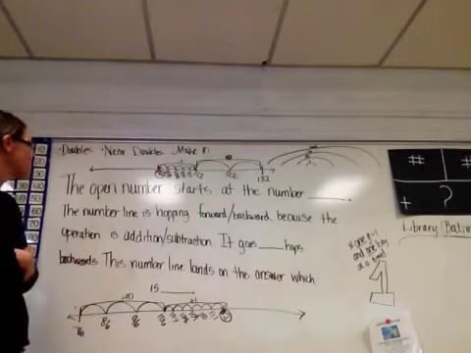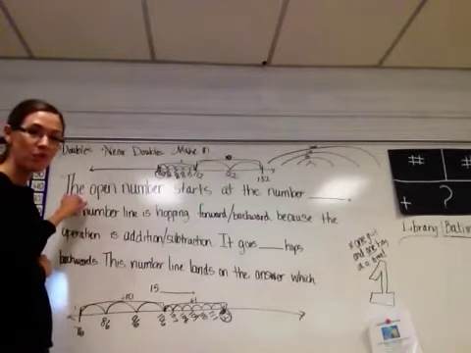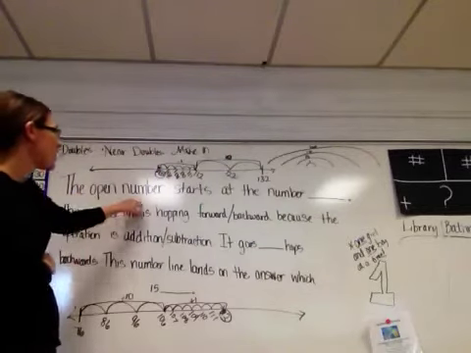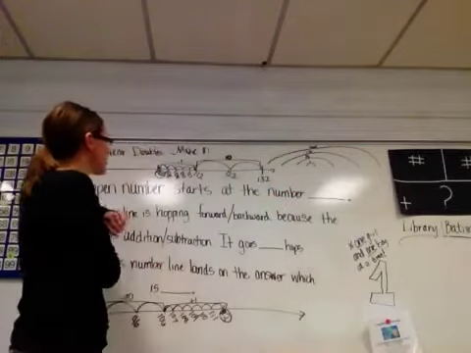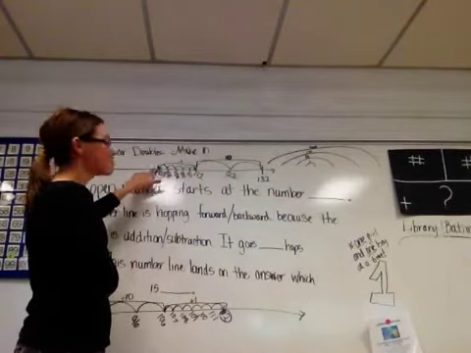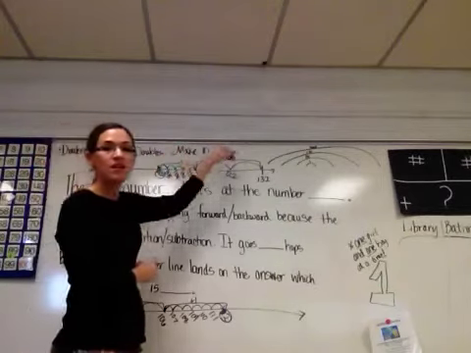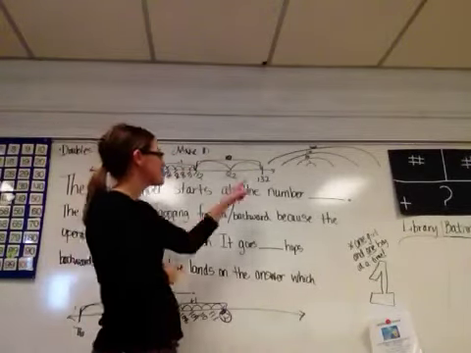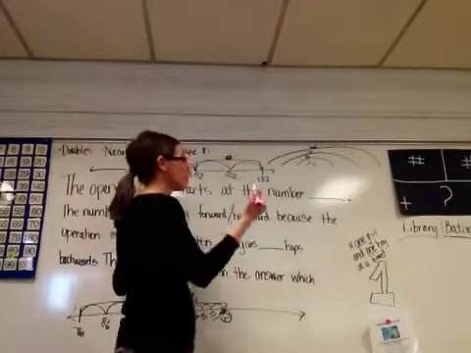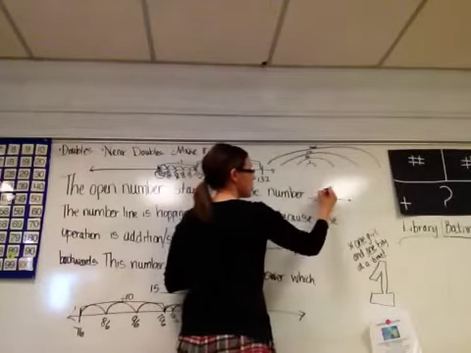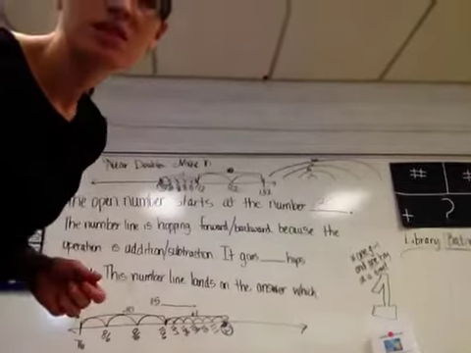Okay, so here's our first number line. And our first sentence in our paragraph on example 1. The open number line starts at the number blank. So here's the arrow, and there's the answer we circled. So we know that's the answer. We have to work backwards to find where the number line starts, which is right here. So this open number line starts at 132.